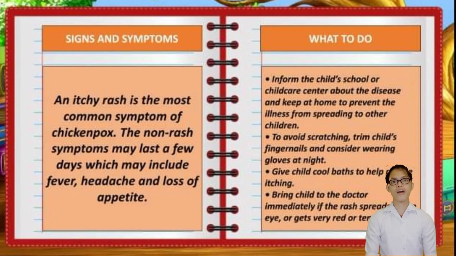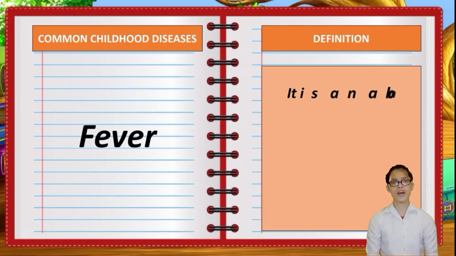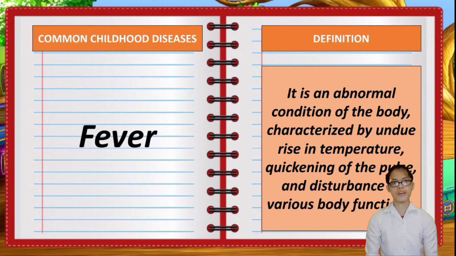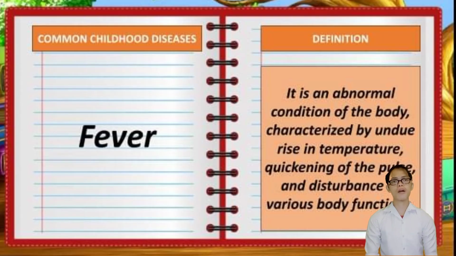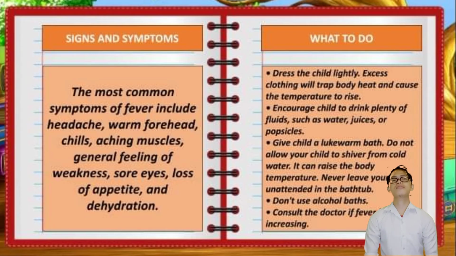We are now down to half of the list. Next is fever. That refers to an abnormal condition of the body characterized by undue rise in temperature, quickening of the pulse, and disturbance of various body functions. Maybe most of us, including me, already suffered from fever. This includes symptoms such as headache, warm forehead, chills, aching muscles, general feeling of weakness, sore eyes, loss of appetite, and dehydration.